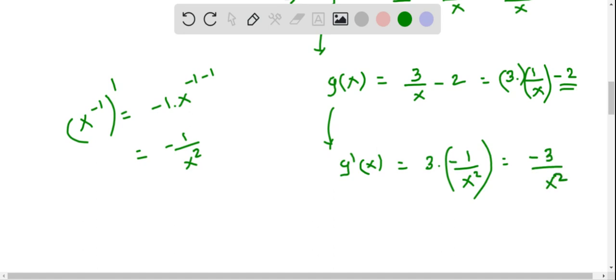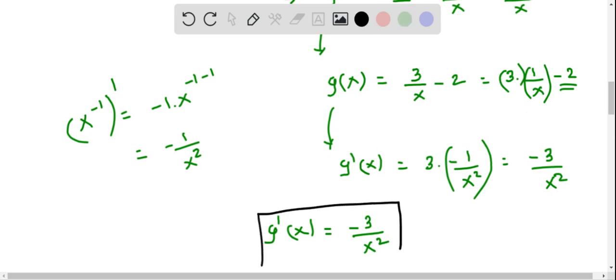So we found the expression for g prime of x. This equals negative 3 over x squared. So this is the correct answer for this question. We found the expression for g prime of x, and this means the second answer choice is correct.